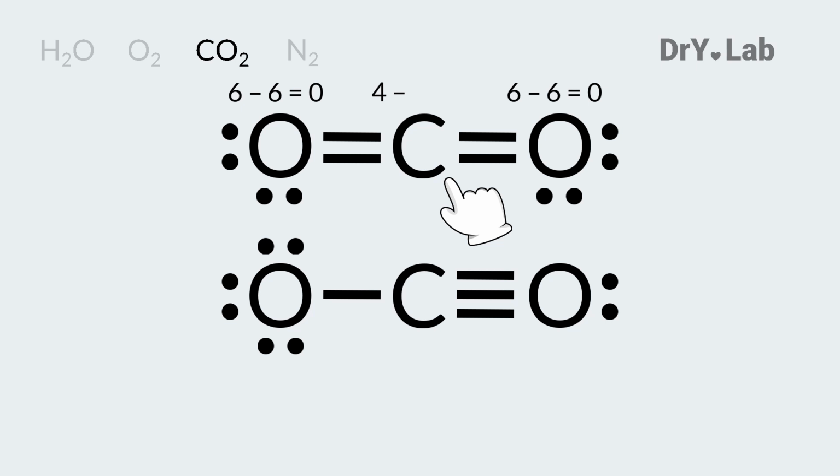Carbon has 4 valence minus split the bonds, 1, 2, split the bonds, 3, 4. Also 0. This structure is pretty good. We have 0 formal charge for all atoms. Let's look at this other structure.